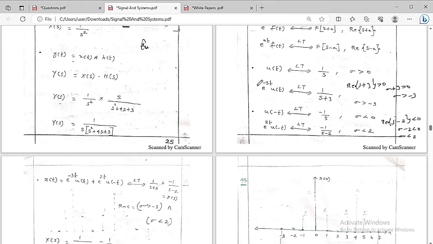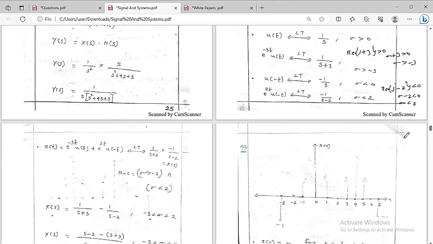So now I want to add these two terms. Then e to the power of minus 3t into u of t plus e to the power of 2t into u of minus t means I need to add the corresponding Laplace transforms also, which is 1 by s plus 3 plus minus 1 by s minus 2. Then what is the net ROC? The net ROC is nothing but the common ROC of these two things. One is sigma greater than minus 3 and one is sigma less than 2. So what is the common ROC?